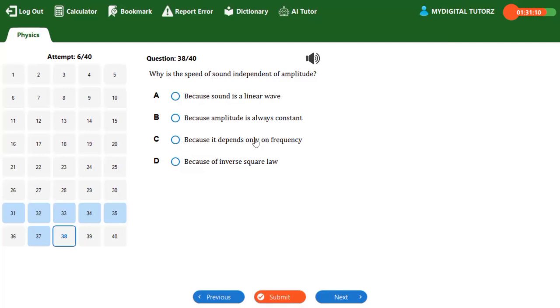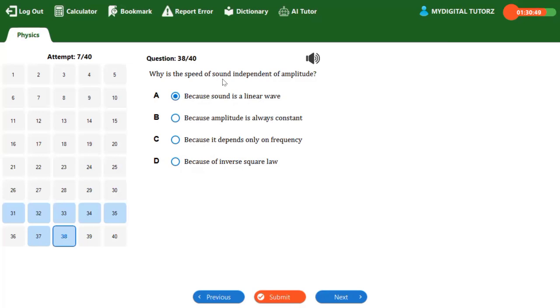No, the speed of sound does not depend on the frequency. V or C is equal to F lambda. It depends on the frequency and also the wavelength, right? And because of inverse law, that is not correct. The only correct answer here is option A. It depends in a linear condition such as air.